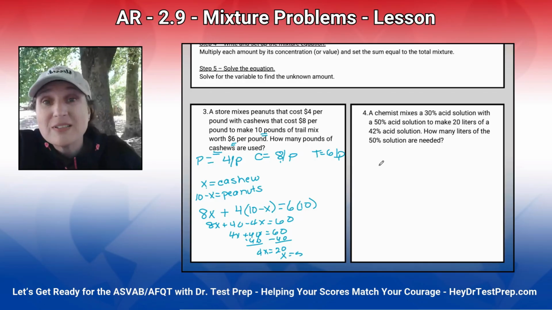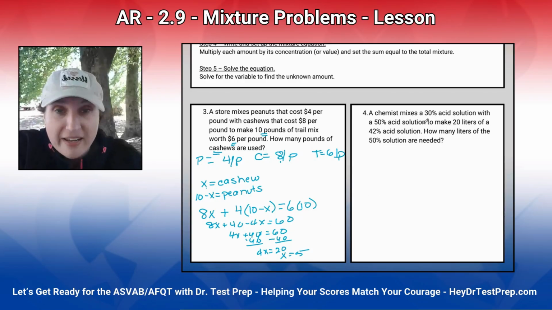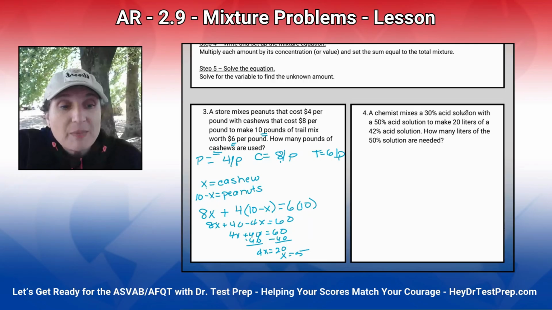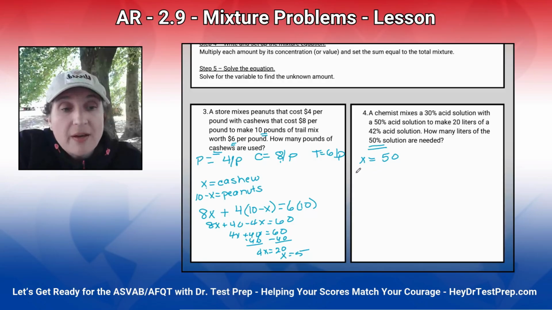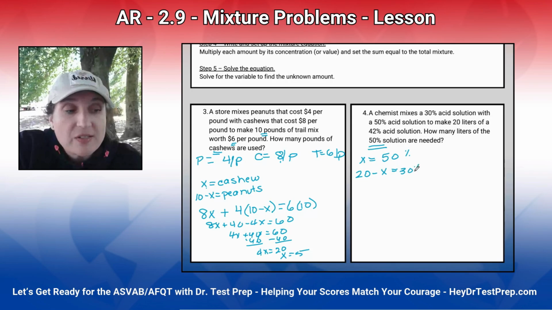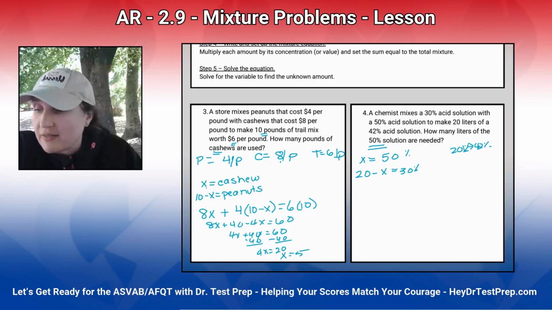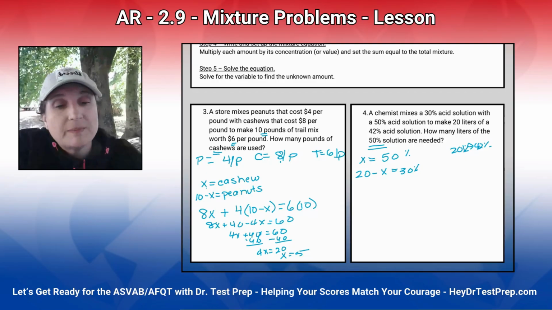Isn't it a lot easier when there's not decimals like in our next one right here? So a chemist makes a 30% acid solution and a 50% acid solution to make 20 liters altogether. How much of the 50% is needed? So X equals 50. Altogether, we're making 20 liters. So 20 minus X gives us the 30% solution. And then altogether, we're making 20 liters of 42%.